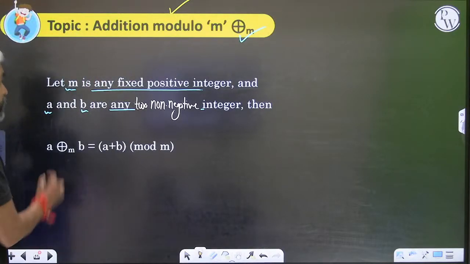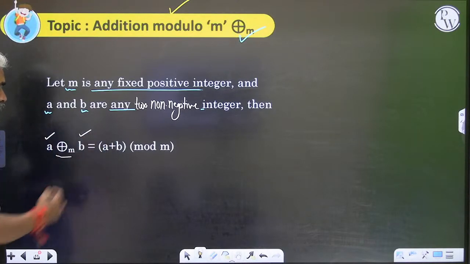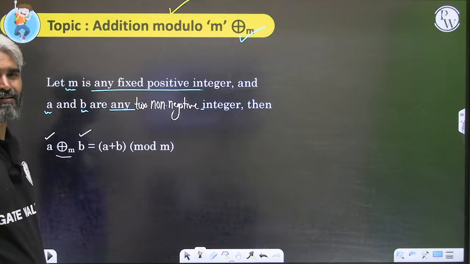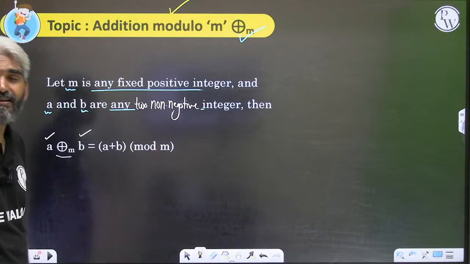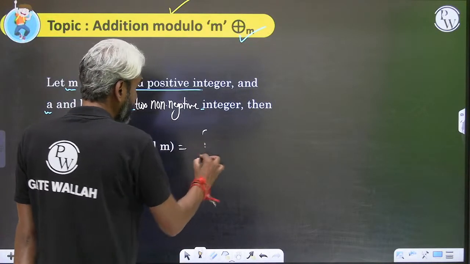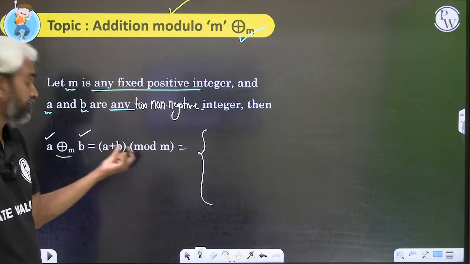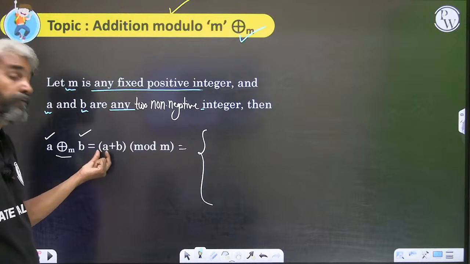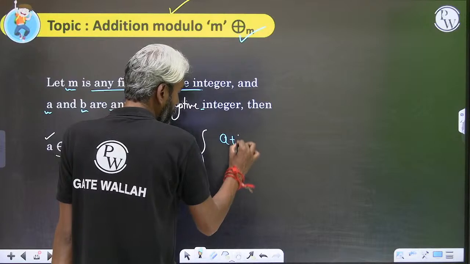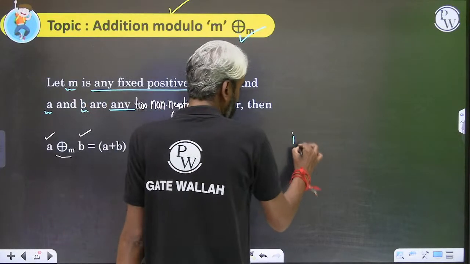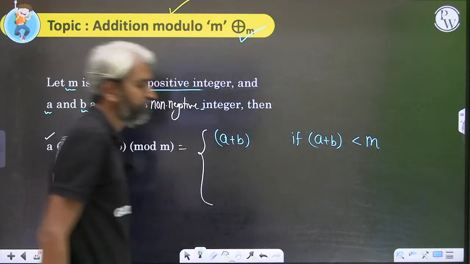Then how do we define the binary operation addition modulo m with respect to two non-negative integers A and B? We will simply add A and B and then divide by m. Whatever the remainder is, that will be the result. If we divide A plus B by m, it depends on the value of A plus B. If A plus B is less than m, then the remainder will be A plus B only.